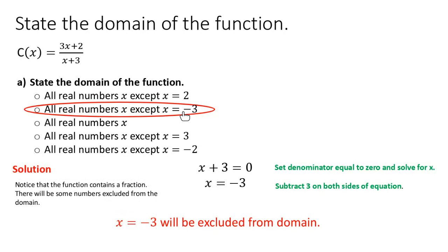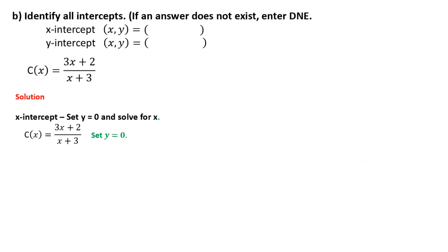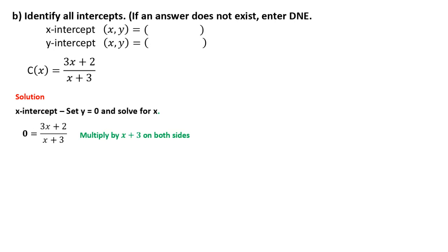So all real numbers except for x equals negative 3. Okay, so that's for step letter A. And then letter B, get the intercepts again. So to do the intercepts, we let y equal 0. So in other words, c of x, we're going to switch to 0. So I have 0 equals (3x plus 2) divided by (x plus 3).